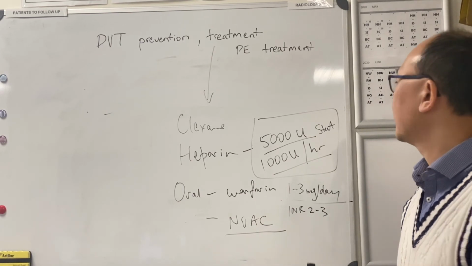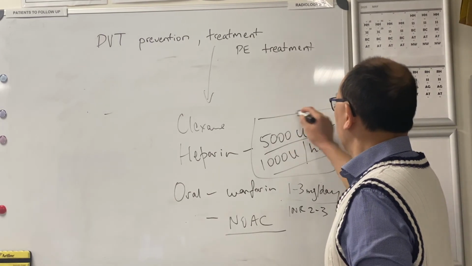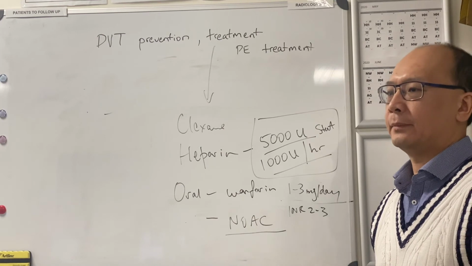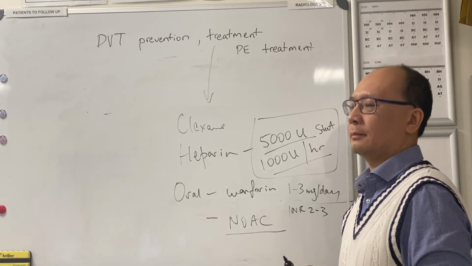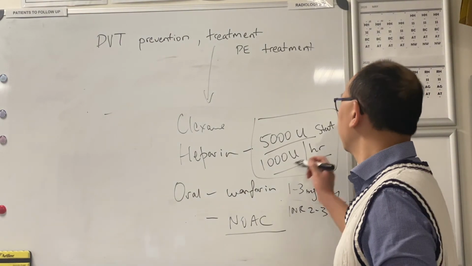Okay. So as a ballpark, 5,000 units stat, 1,000 units per hour. And I think you're targeting an APTT of about 60 to 100 from memory, so that you monitor that regularly, and then you can up your titration of infusion. So that's the other thing, the heparin's an infusion. Yeah, it is an infusion.